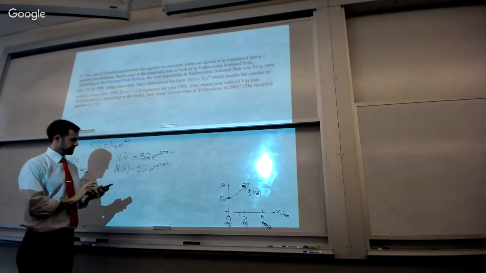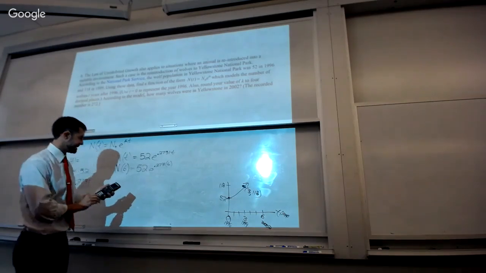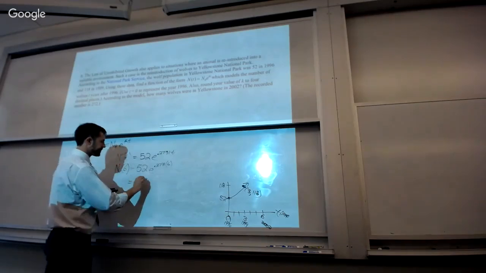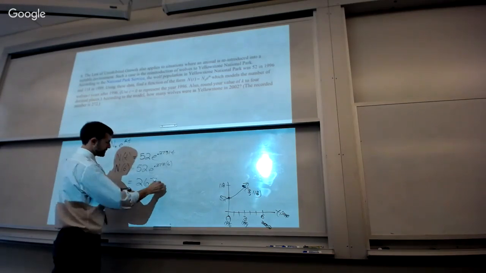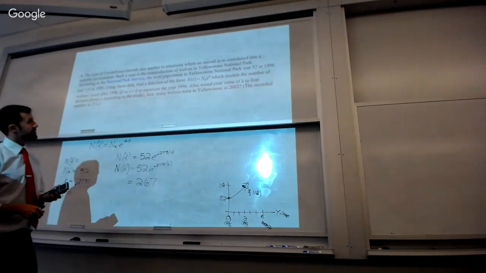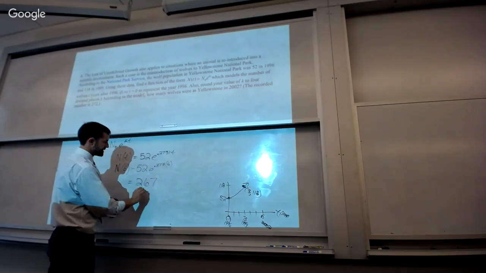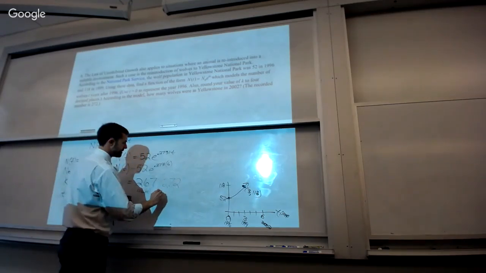So I'll type 52 e to the parenthesis 0.2731 times 6, close my parenthesis, and the answer is 267 wolves. Well, it's really 267.7 wolves, but we can't have 0.7 of a wolf, so I'm going to round down to 267. Now, they said the actual number was 272. So the model said 267, but the actual number was 272.